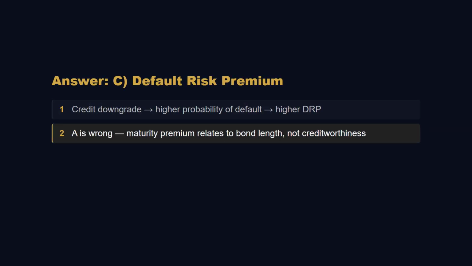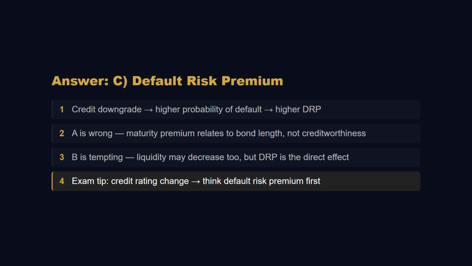The answer is C. The default risk premium. A credit downgrade directly increases the probability that the issuer cannot pay its obligations. That is default risk by definition. If you chose A, the maturity premium relates to the length of the bond, not the issuer's creditworthiness. A downgrade does not change when the bond matures.